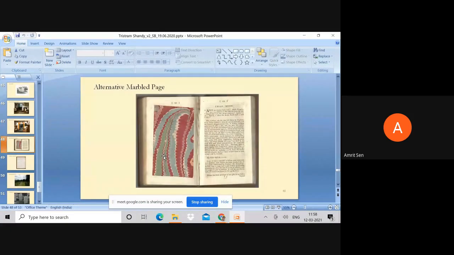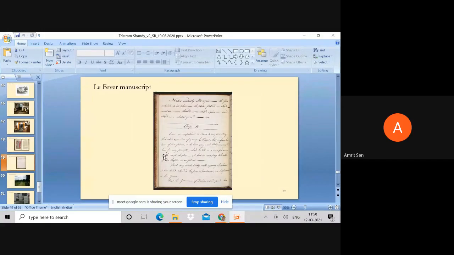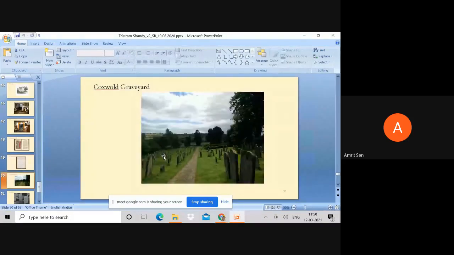This is the marble page. If you saw that earlier difference with the marble page, you can see how the first edition has a different marble page altogether. It's taken from a picture of the book that I could take there. This is the Lefever manuscript. So I actually took a look at the handwriting of Sterne. That's Sterne's handwriting. This is the Coxwold graveyard where Sterne is buried.